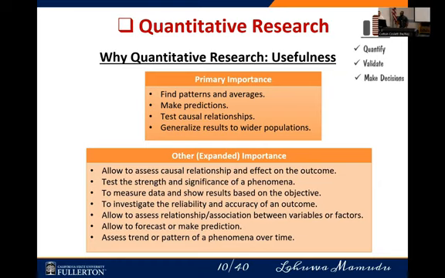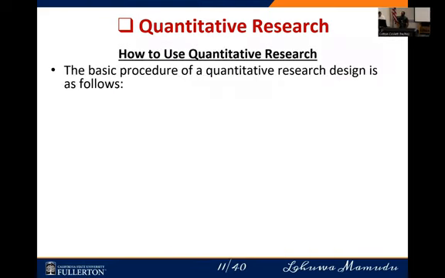Then also it allows us to assess the relationship and association between the variables and the factors. Then also to make forecasts or to make predictions. If you take linear regression, for instance, it allows us to make predictions for the future, given the identified risk factors, which becomes very important. Then also to assess patterns and phenomena over time. So now let us look furthermore at how to use quantitative research.